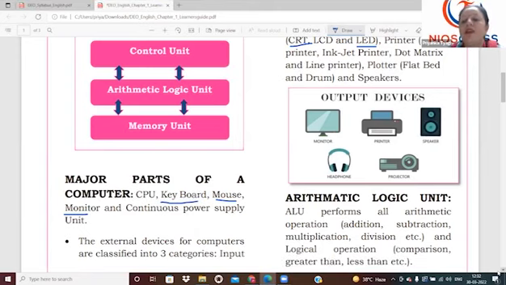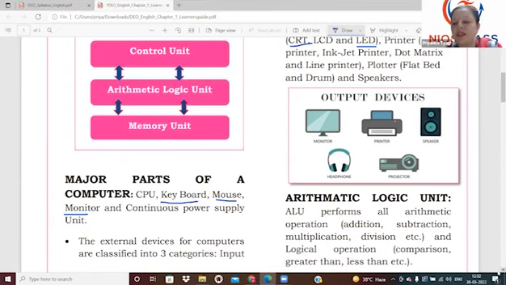The next output device is your speaker. When you want to produce sound from a soft file, or you want to listen to some music or the voice of somebody else, that is possible on a computer with the help of the speaker output device.